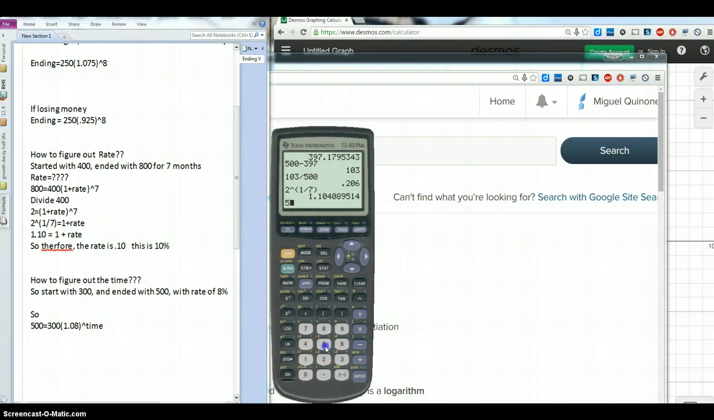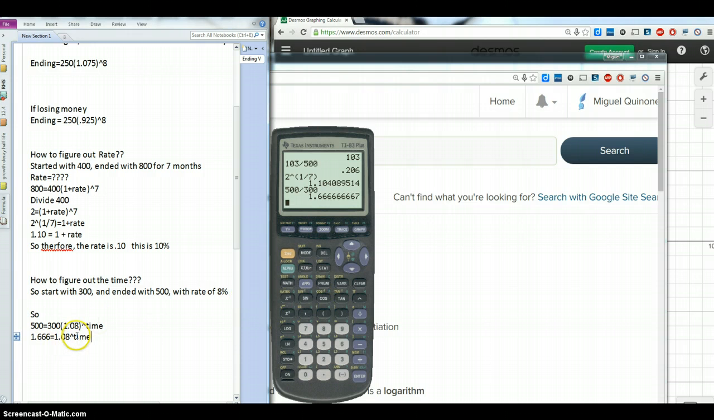So I'm going to do the calculator. 500 divided by 300 is that. Okay, so 1.666. Okay, equals 1.08 to the power of time.